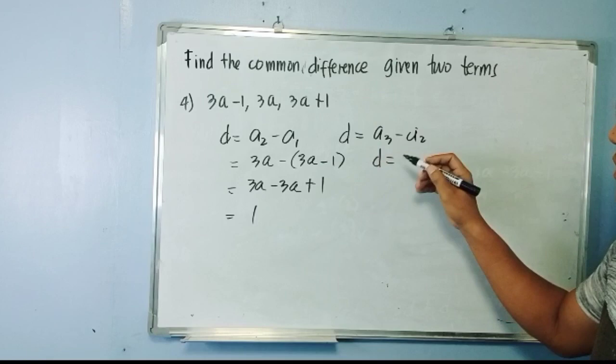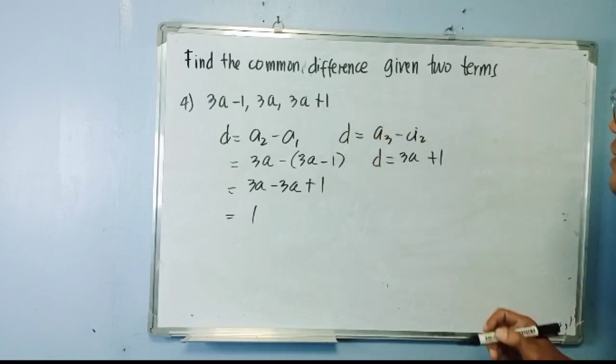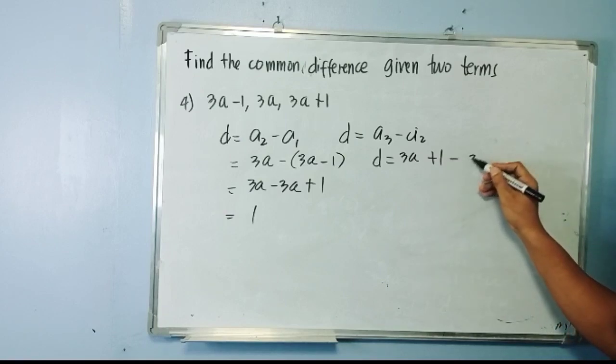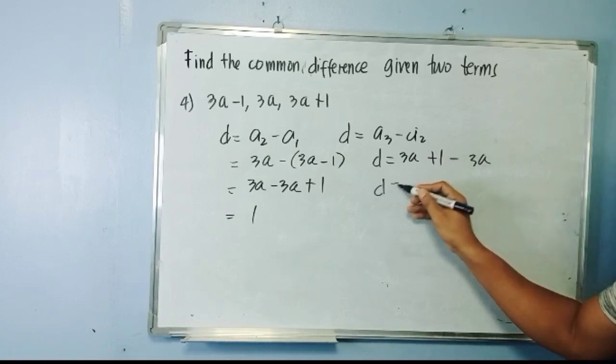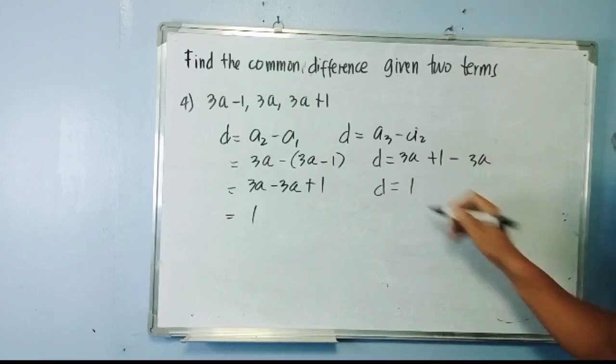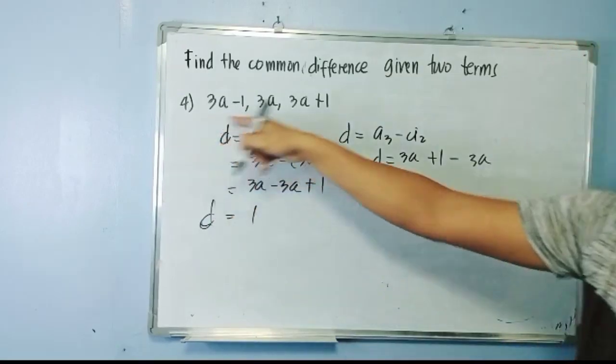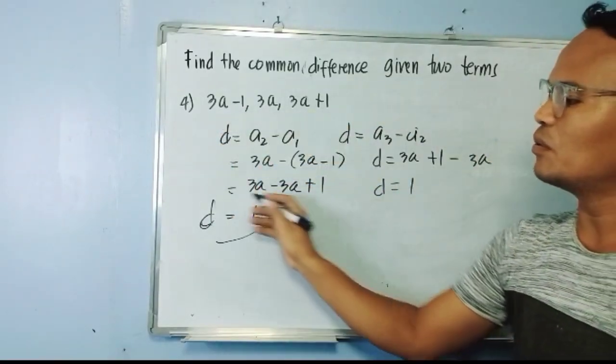And then the other one, d equals, substitute the third term, 3a plus 1 minus 3a. d equals 3a minus 3a, combine like terms, that is 0. So the remaining is 1. So they are equal. Therefore, the common difference of this problem is equal to 1 because they are equal.